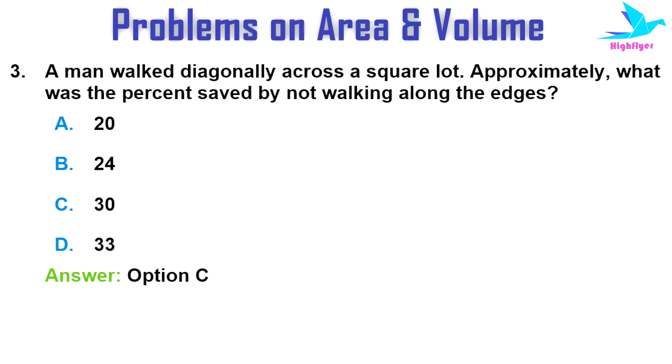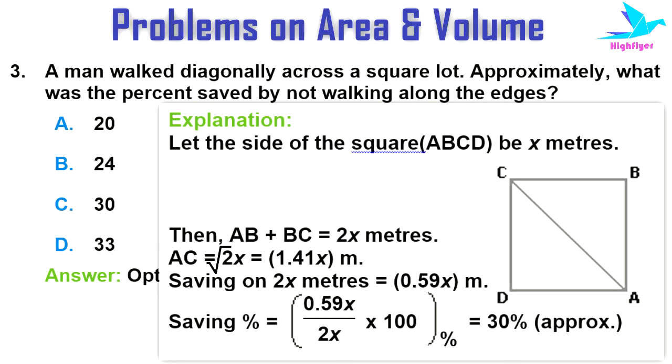Let's see how. Now let the sides of the square be A, B, C, D. That is equal to x meters because all the sides of the square are same. Then AB plus BC equals 2x. Now using Pythagoras theorem, we'll find the value of AC. That implies AC equals root 2 x, that is equal to 1.41x meters.